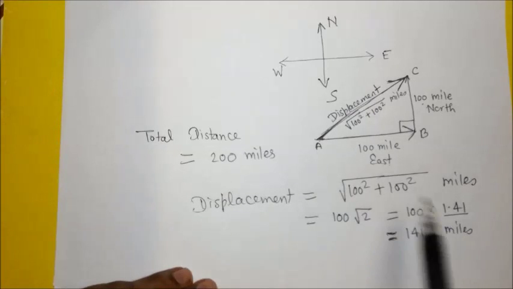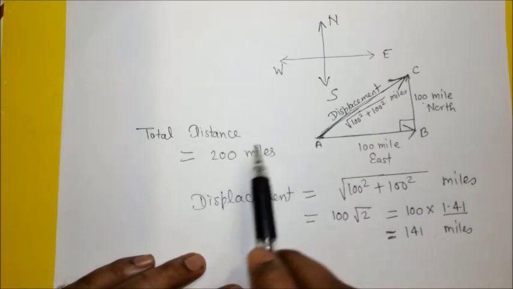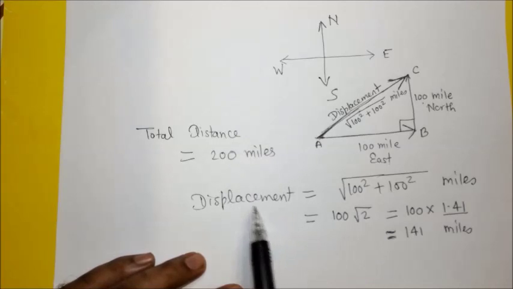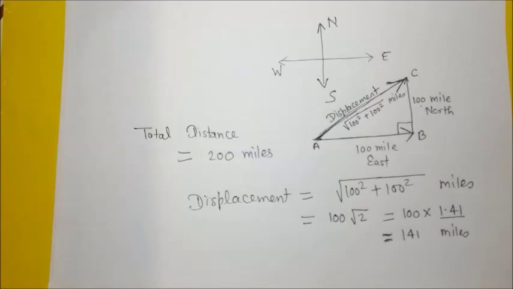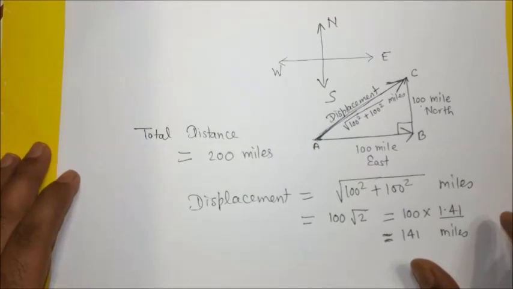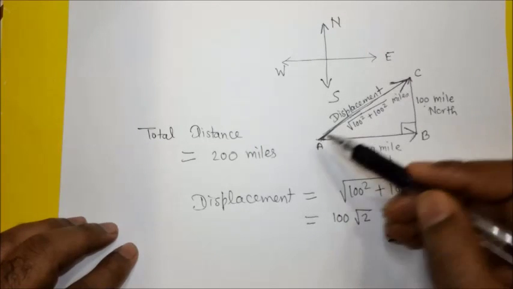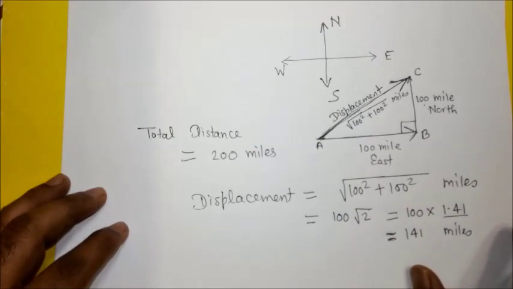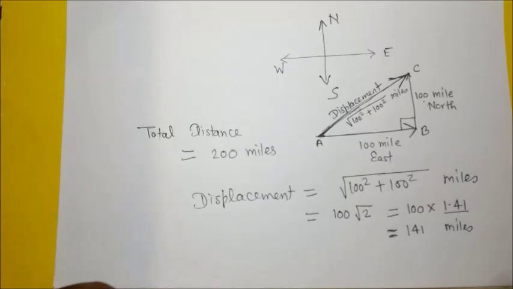So now you understand the difference between distance and displacement. Alright. Distance is actual path length and displacement is final position minus initial position. And the SI unit for both distance and displacement is the meter. Alright.